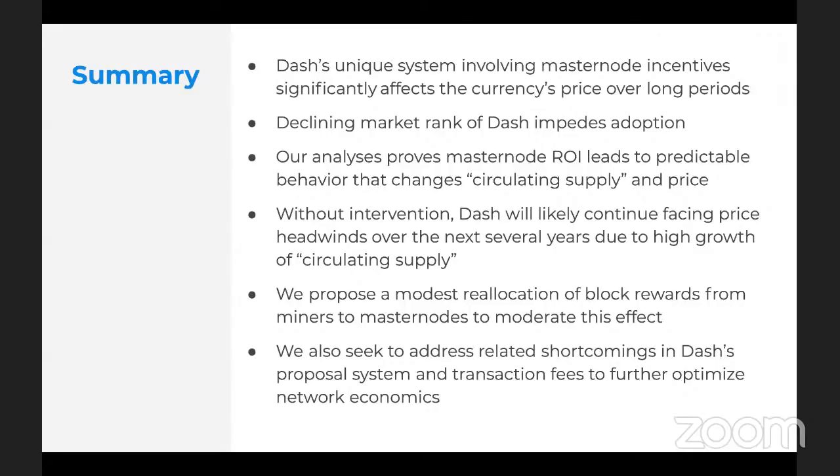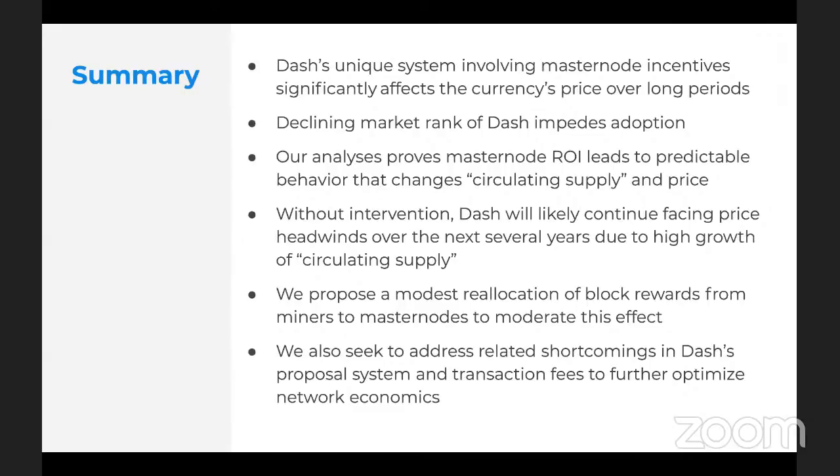And then what we've done here is we've proposed a modest reallocation of block rewards from miners to masternodes to moderate this effect. We looked at a lot of different options coming out of our December presentation, including the possibility to change from proof of work to proof of stake. Ultimately, the analysis and the data led us to conclude that dramatic changes are not needed in order to accomplish the goals. And we really want to minimize the level of change given the sensitivity of changes and the possibility of unforeseen consequences of changes. And so you'll see some of the rationale that led to that decision of what we plan to propose to the network.